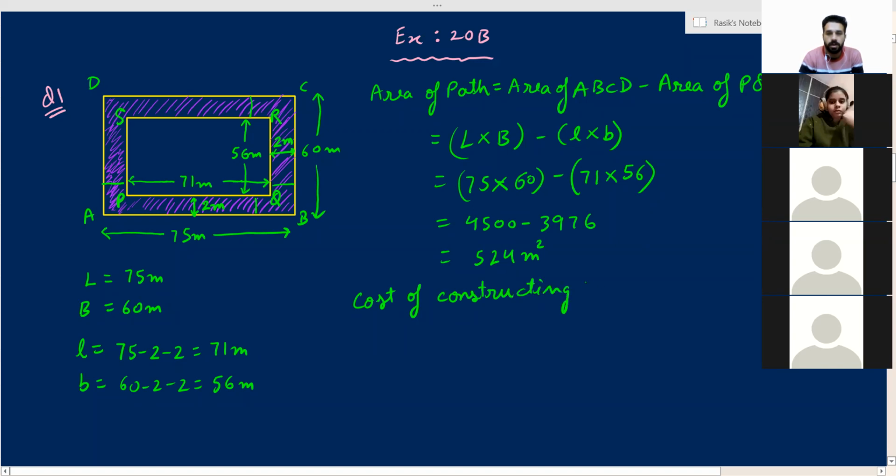Cost of constructing path. The rate at which the path is to be constructed is given, rupees 125 per meter square. That means for 1 meter square, you have to pay rupees 125. But we have to construct a 524 meter square path. So 524 multiplied by 125. What is the product?